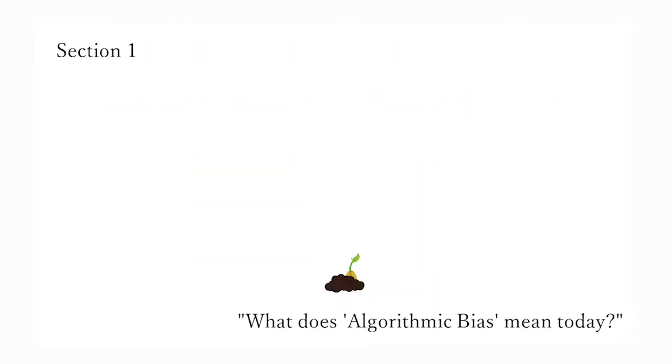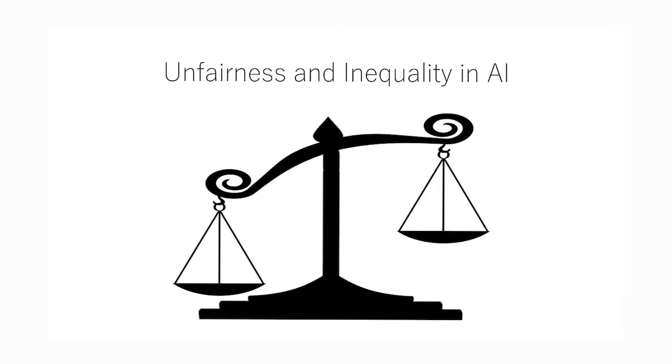What does algorithmic bias mean today? This means social unfairness and inequality produced by AI. Timnit Gebru, a computer scientist, one of the leading researchers in this field, born in Ethiopia, and after studying at Stanford, she has worked on algorithmic bias, especially focusing on race and gender at Google.